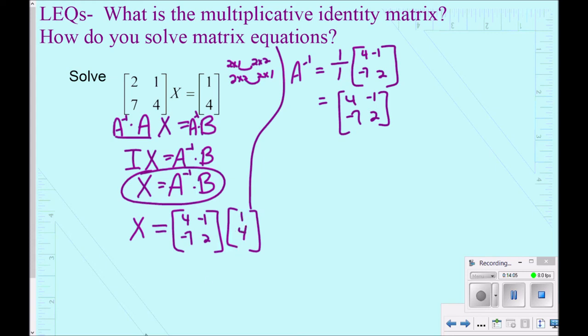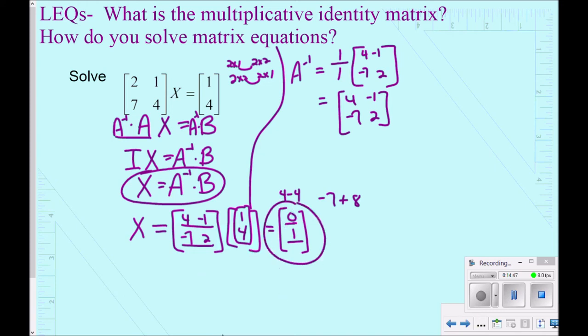Okay, so we're going to go ahead and multiply those. So we know a 2 by 2 times a 2 by 1 is going to equal a 2 by 1. So I have the 1, 1 spot, which means 4, negative 1 times 1, 4. So 4 times 1 is 4. Negative 1 times 4 is negative 4. So 4 plus negative 4 is 0. Then the 2, 1 spot, negative 7 times 1 is negative 7. And 2 times 4 is 8. So 8 plus negative 7 gives us 1. So that means x, the matrix x, is equal to 0, 1.